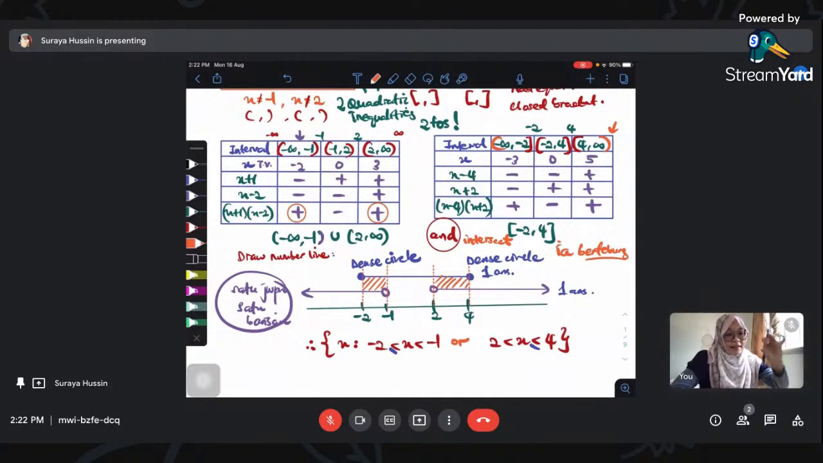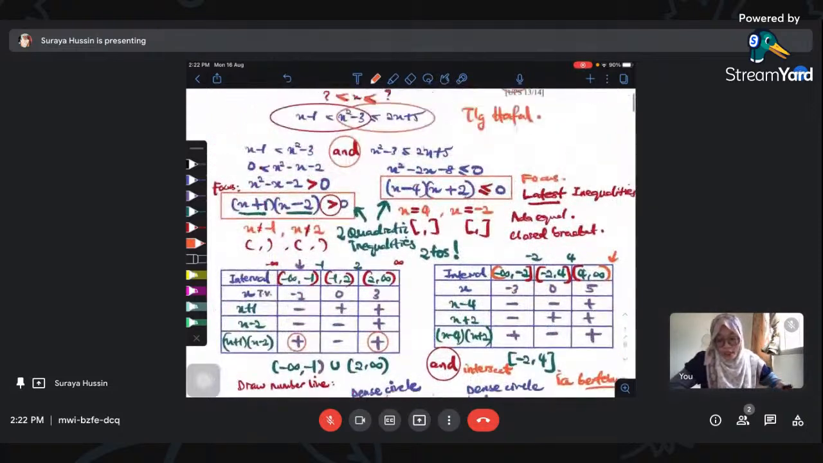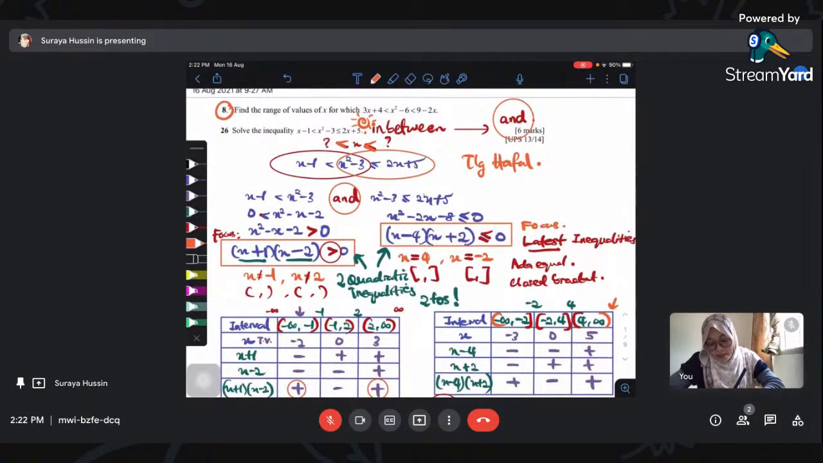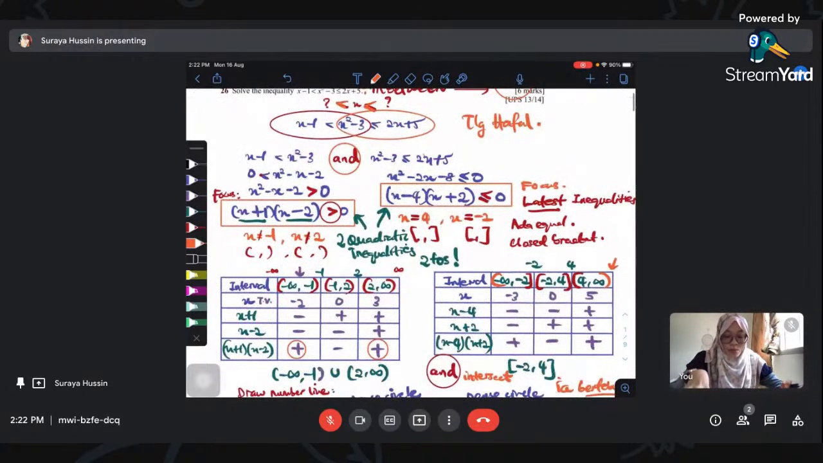So, crystal clear, very good. If you understand this, you can now do question 8 successfully. Okay? I beg you, please try nombor 8, perbetulkan mana yang silap. So, TOS kamu confirm tak ada masalah. Okay, remember yang ini. Saya harap sangat kamu highlight this part. Two quadratic inequalities means two TOS. Okay, means two TOS.